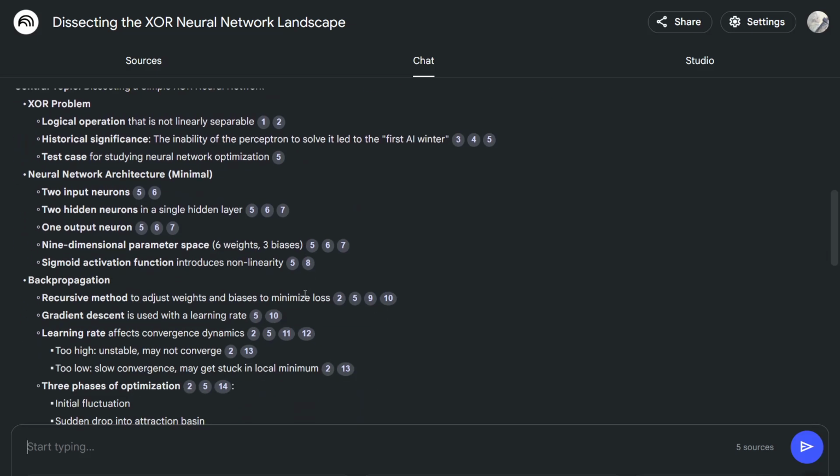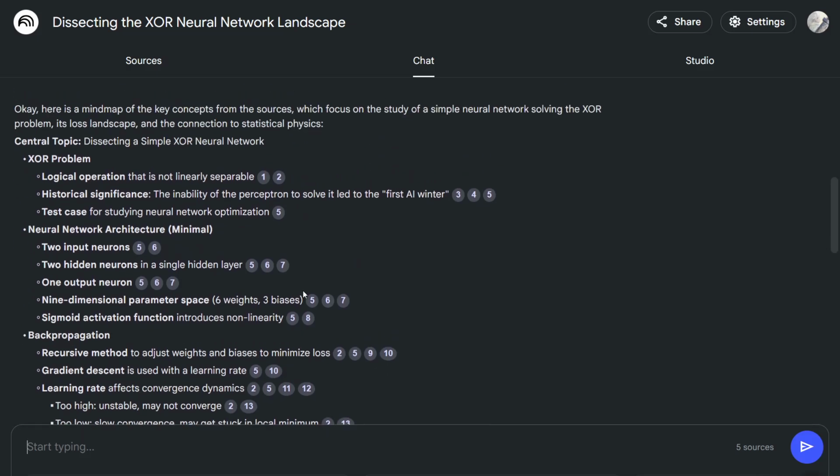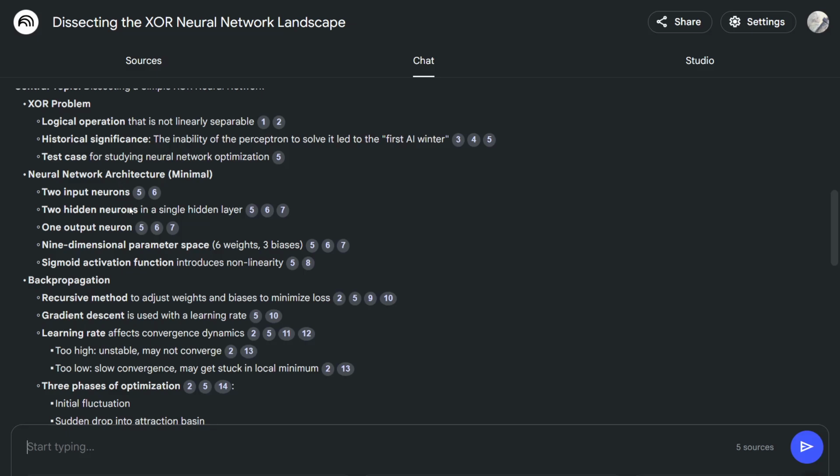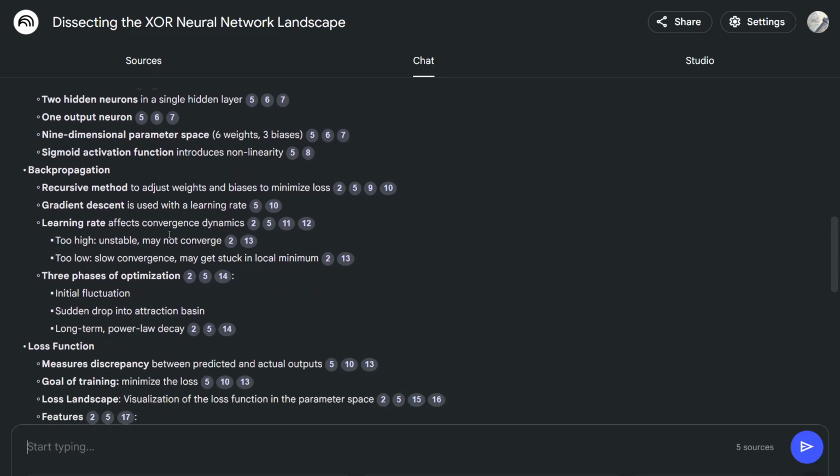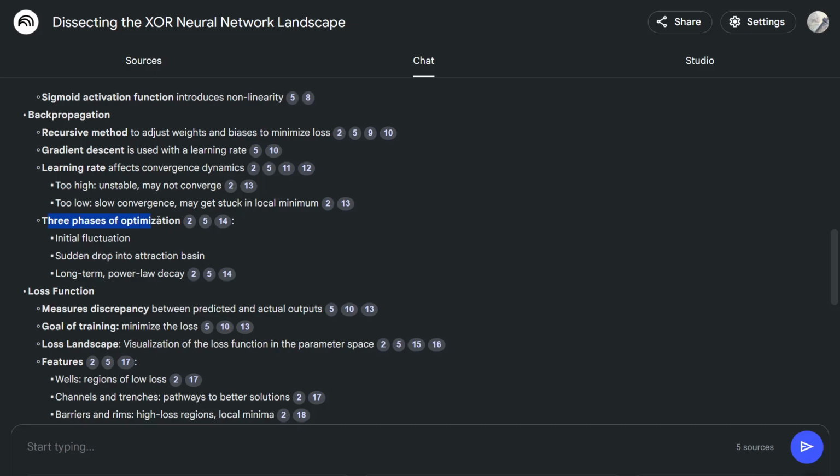Exactly. And the paper's analysis of this loss landscape revealed some amazing features that directly affect how the network learns. Like what kinds of features? Well, for that, you'll have to stick around for part 2 of this deep dive.